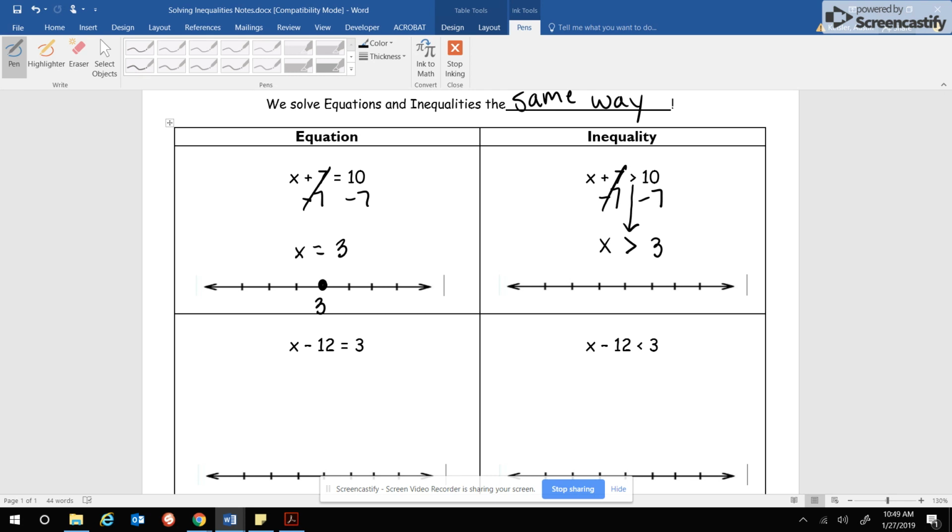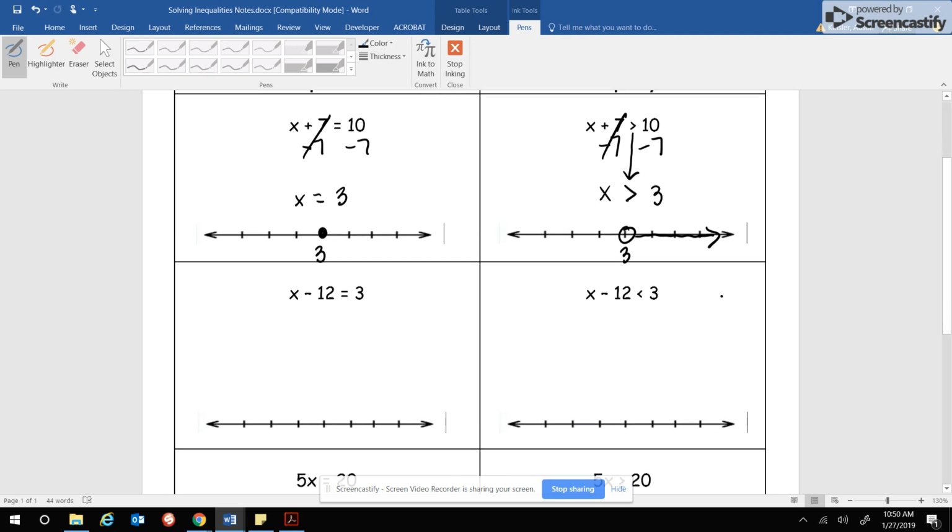So if I wanted to graph that answer, x is greater than 3, like we saw yesterday, I would put an open circle at 3 because x does not include 3. It has to be bigger than 3. And since x has to be greater than 3, I'm going to draw a line going to the right, which shows me my answer to my inequality could be anything greater than 3. All right, we're going to go on to our next one.